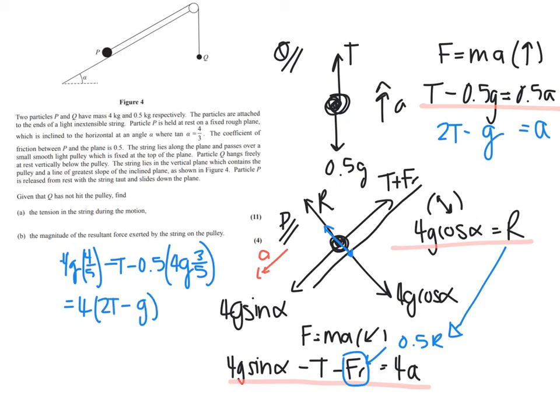Not very nice, but all I've done is just replaced all of those parts there. So sine alpha replaced with 4/5. T I've kept the same. Friction I've put it in with what it is, which is a half of R. Put in what R is. And that equals 4a, and I've put what a is in. So it's just a load of substitutions. When you rearrange that, that gives you 6g equals 9t, in which case t is 2/3 of g.